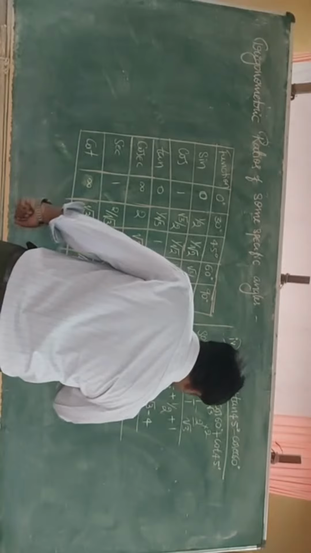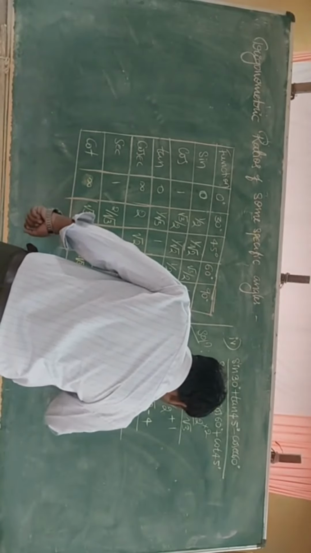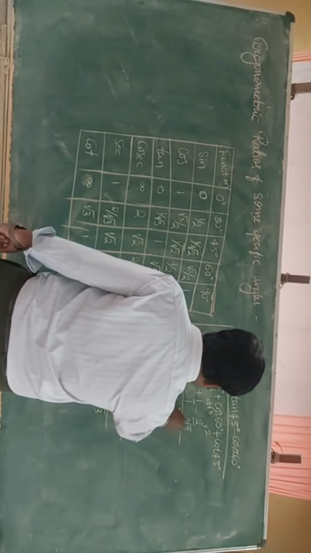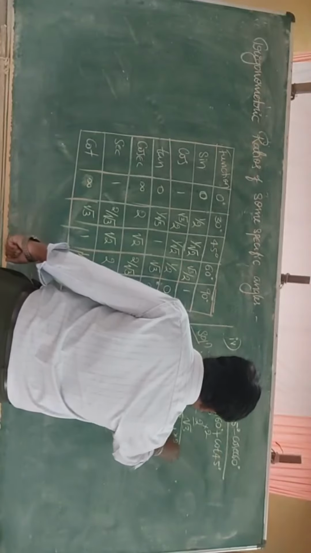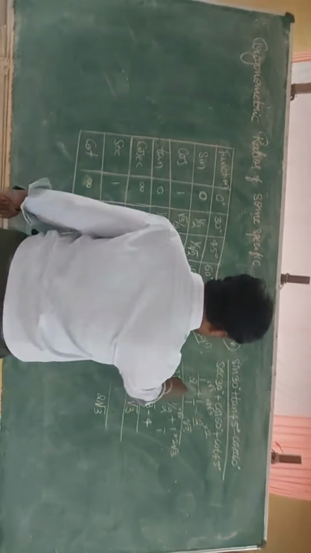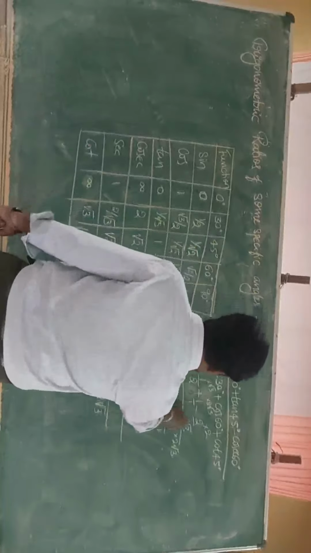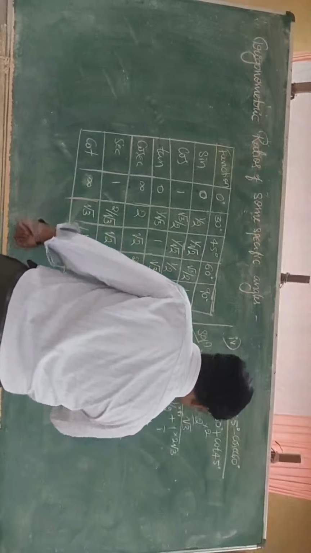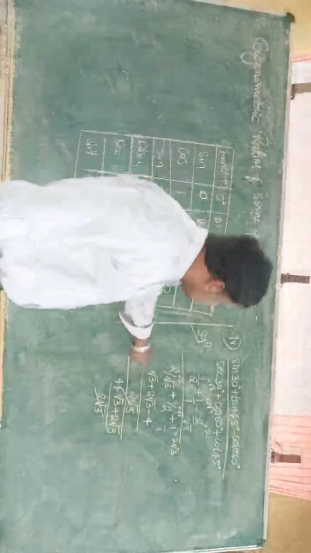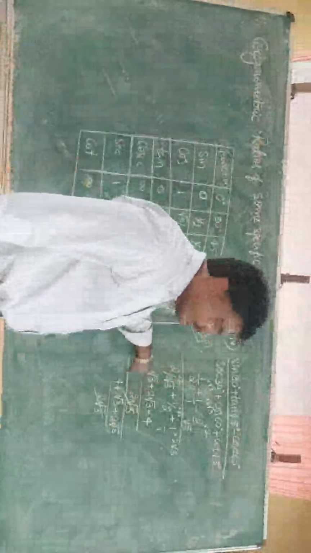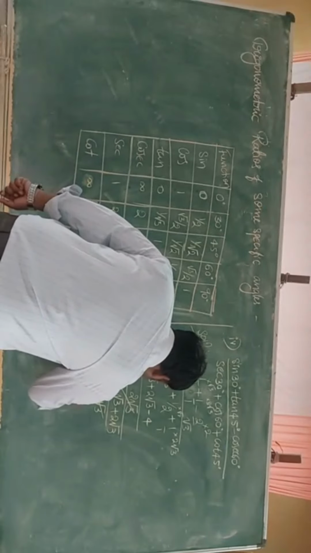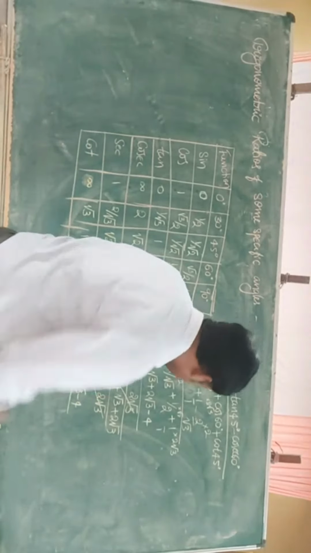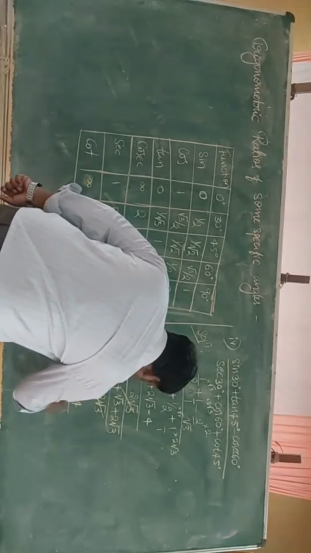So again LCM is 2 root 3. Here root 3 is there, multiply with 2. 2 is there, multiply with root 3. Only 1 is there, multiply with 2 root 3. 2 twos are 4, plus root 3 plus 2 root 3. This 2 root 3 gets cancelled. 2 root 3, 1 root 3, 3 root 3. So 3 root 3 minus 4 divided by 2 root 3, 1 root 3, 3 root 3 plus 4.